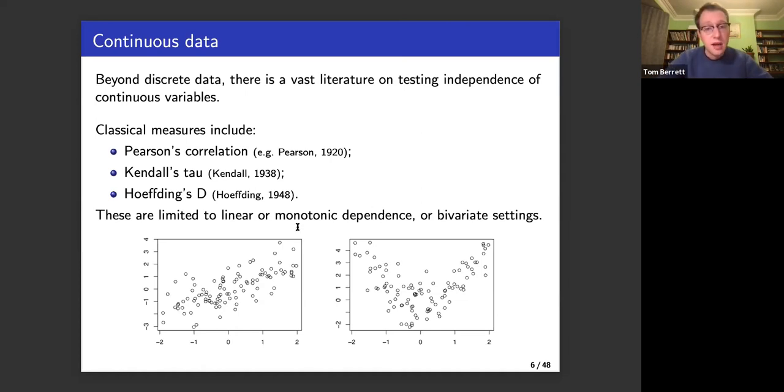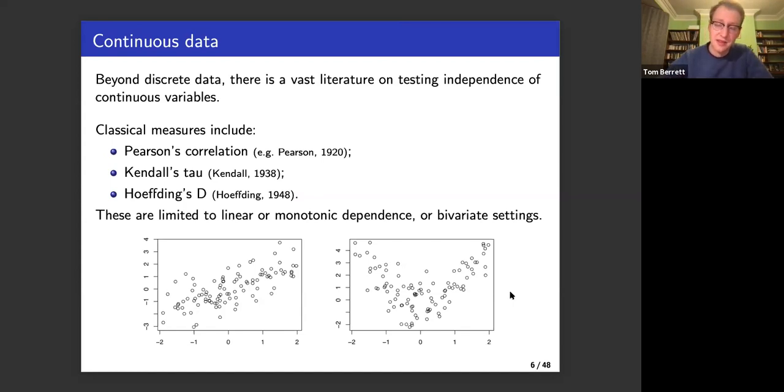So as a very simple example, if you look at this plot here on the left, this is a situation in which Pearson's test and Kendall's tau will both perform very, very well. But on the right here, this is a situation in which they'll both perform very poorly. They will almost always fail to reject the null hypothesis here, whereas something more sophisticated like Hoeffding's D will succeed.